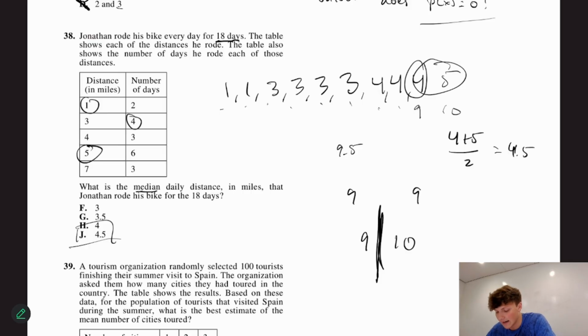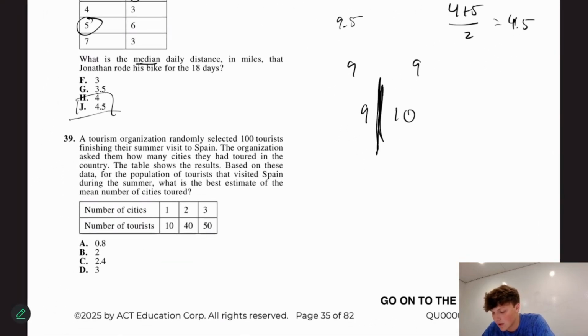Okay, question 39. A tourism organization randomly selected 100 tourists finishing their summer visit to Spain. The organization asked them how many cities they had toured in the country. The table showed the results. Based on this data, for the population of tourists that visited Spain during the summer, what is the best estimate of the mean number of cities toured?